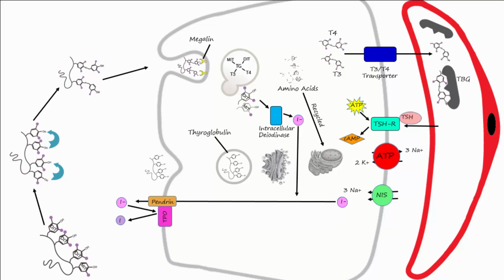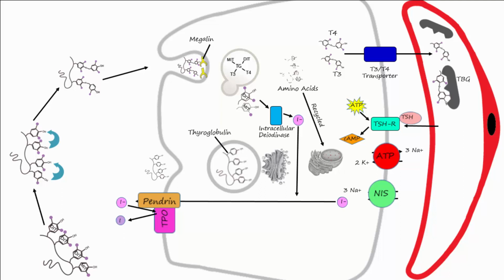NIS, TPO, pendrin, thyroglobulin, megalin, T3, T4 transporters, etc., that all act together to increase the production and release of T3 and T4 into the blood.